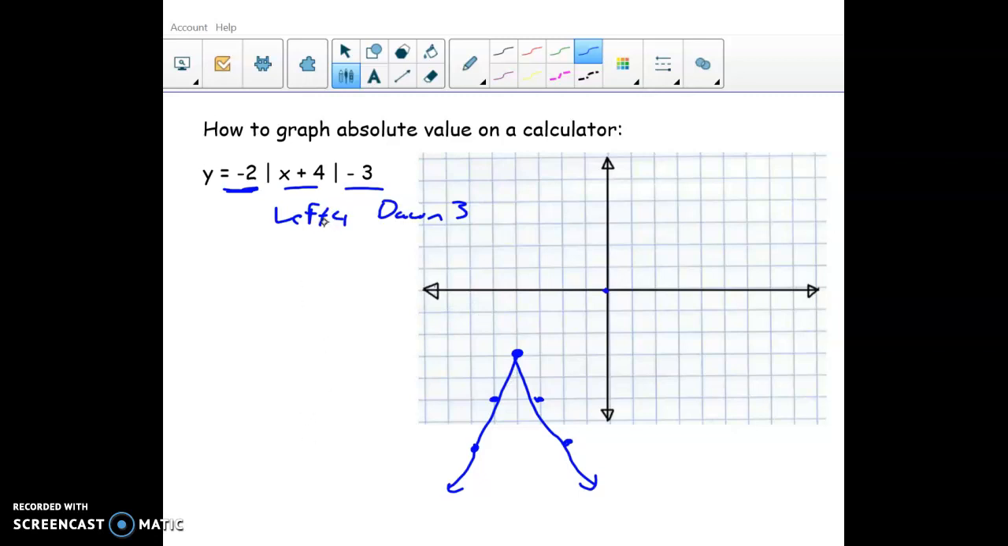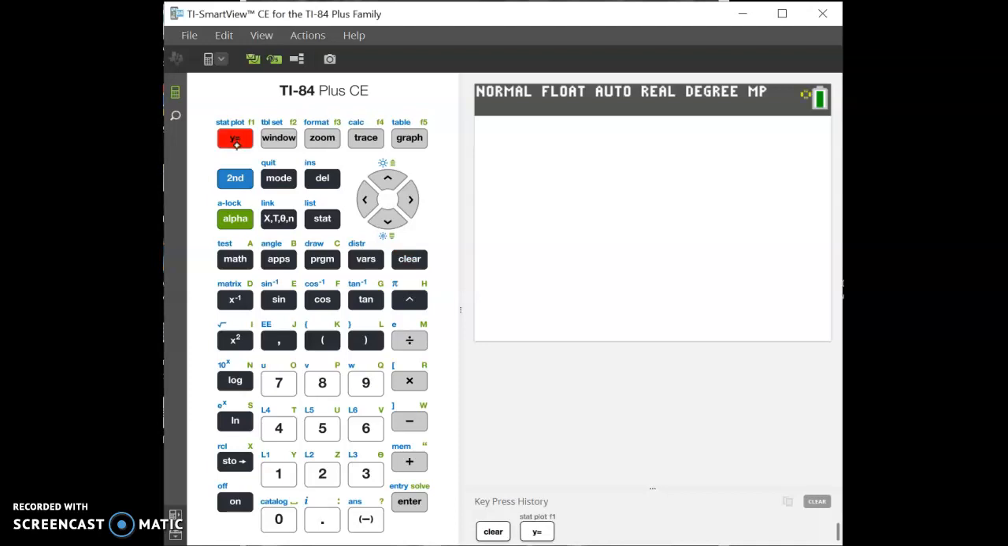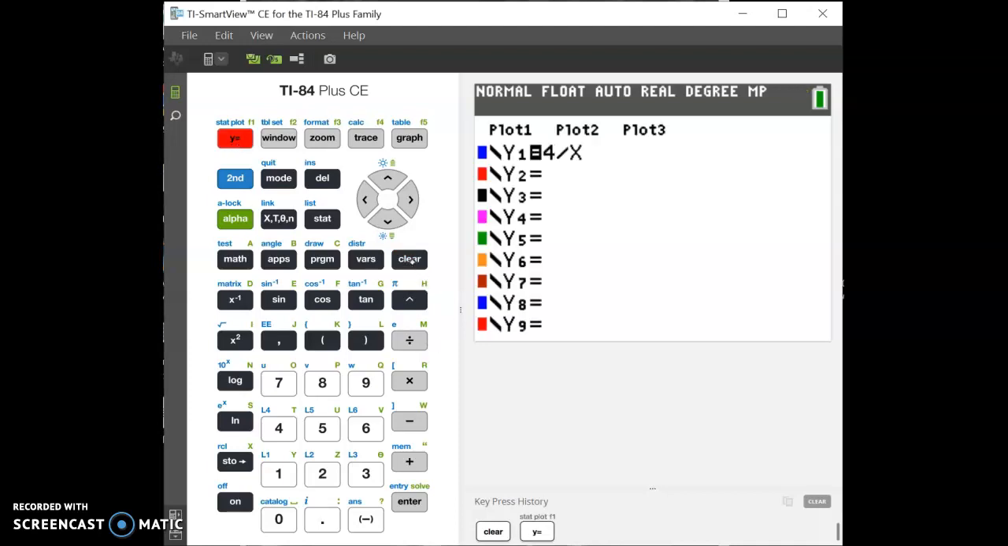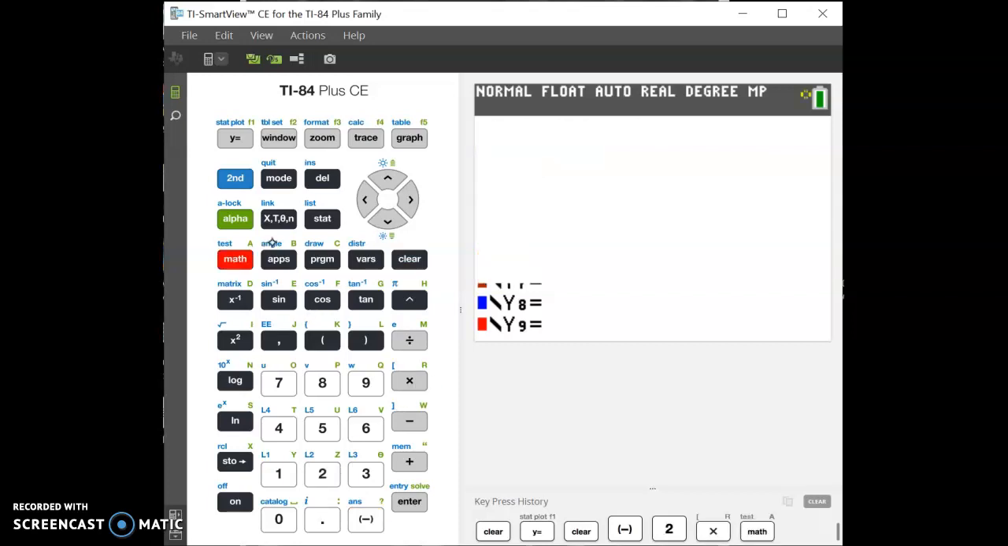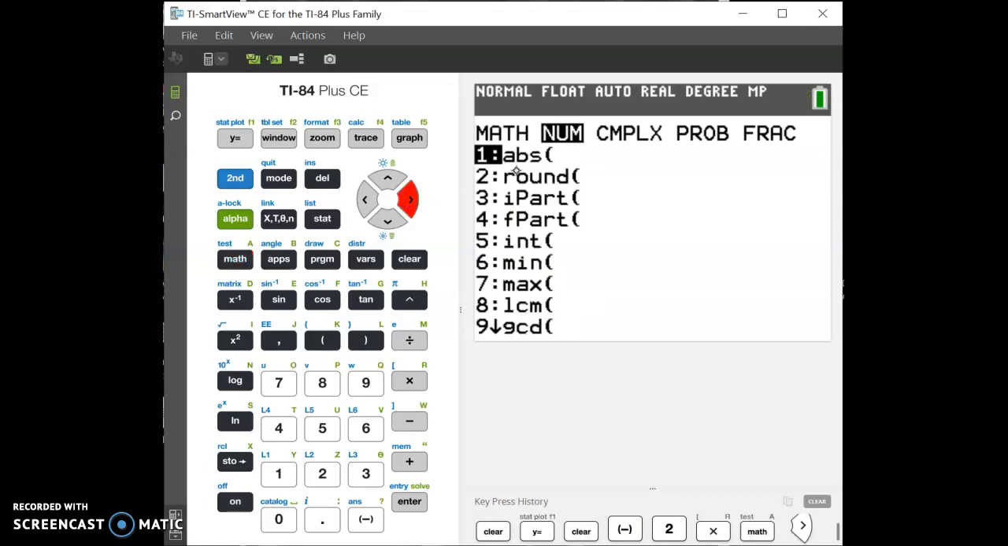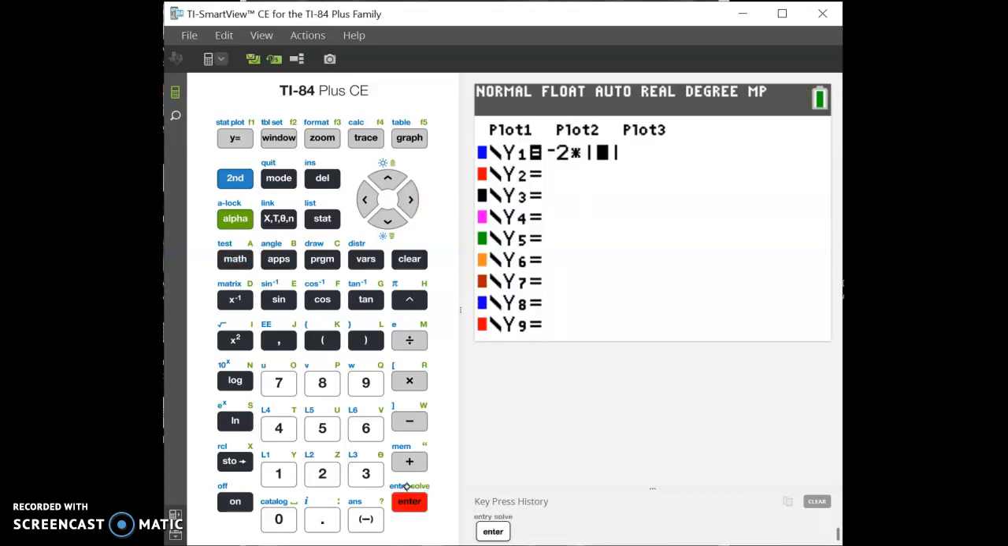And I just wanted to show you how to do it on your calculator because it's pretty easy and helpful as long as you know how to find this ABS button. Okay, so to graph, I'm just going to go into y equals here, clear out anything that might be in there, and then I'm going to take negative 2, and then I'm going to times the absolute value. So to get to that, I've got to do math and go over to number, and then number 1 is the ABS. So that gives me my absolute value. Here's my x variable. So then I'm just going to put my plus 4, and then I'm going to hit over to put the minus 3 in the back. Okay, and then I'm just going to hit graph.